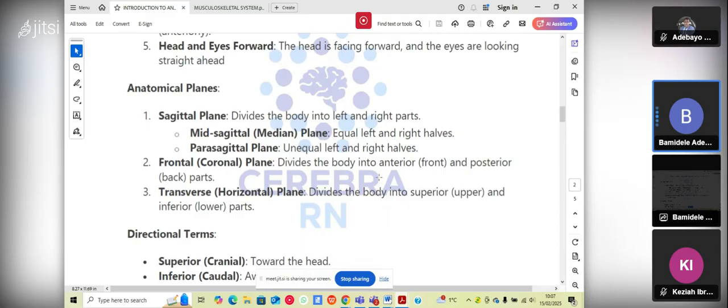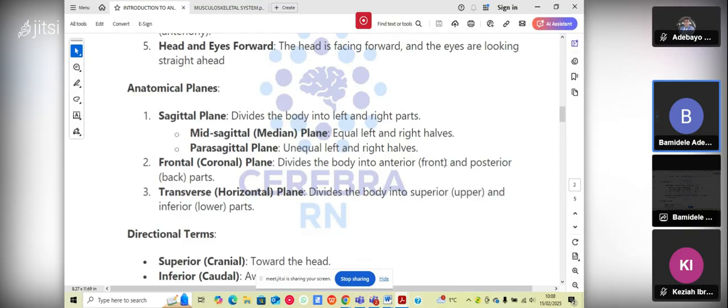So when you say the sternocleidomastoid, the mastoid muscle, is on which part of the body? Is it the front part or the back part? We know it's on the front part. That is the anterior part of the body.